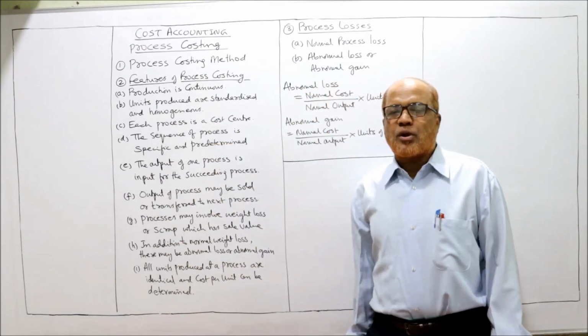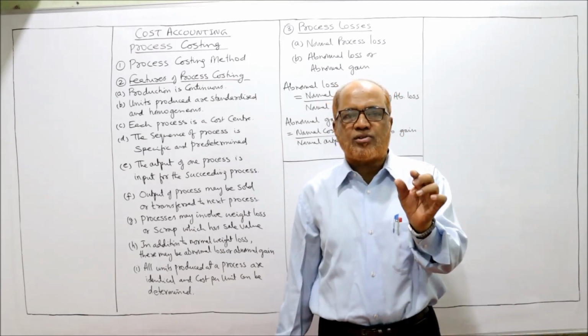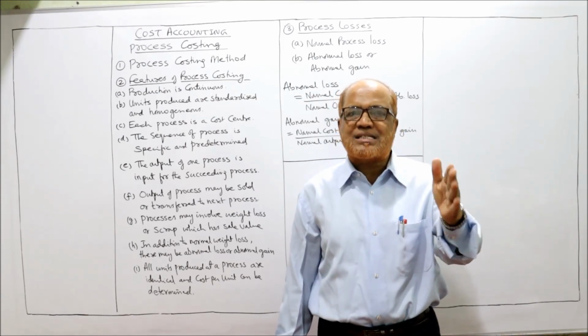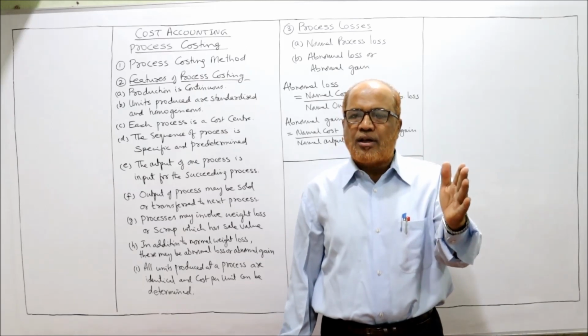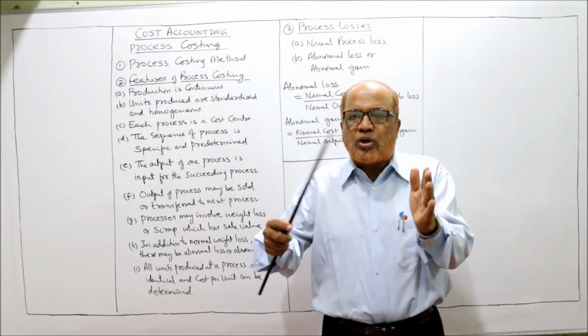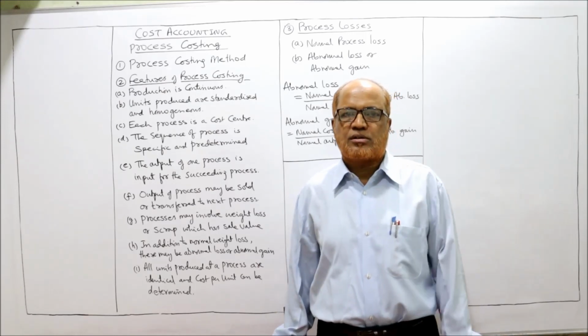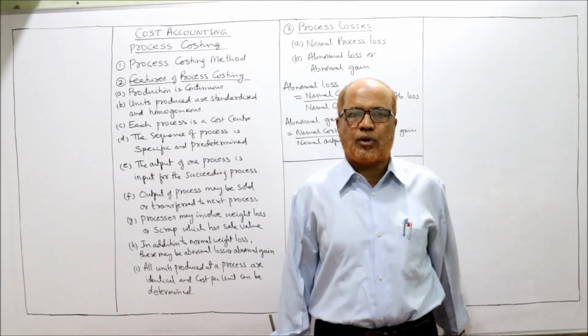So first of all, process costing is a method of costing which is applied in those industries where goods are manufactured in different stages of production. In different stages of production, the output of one process will become the input of the next process. Like this it goes on until finished products are produced.